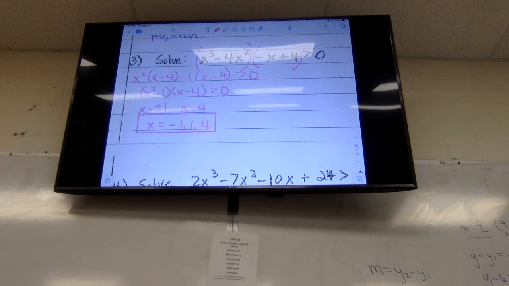What is this graph going to be? Positive odd. Very good. Remember when it's not factored out, all you have to do is look at that first term. X to the third is a positive number and that 3 is odd, so that's how we know it's positive. Okay, what do we do now that we have the zeros and we have the end behavior? Number line.